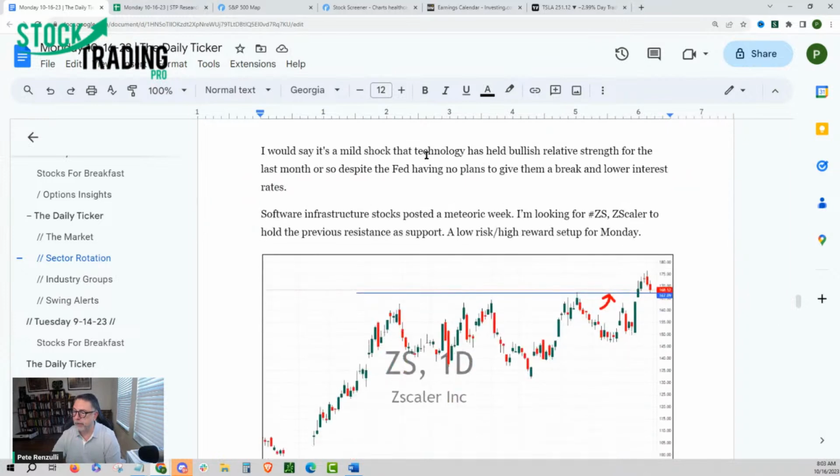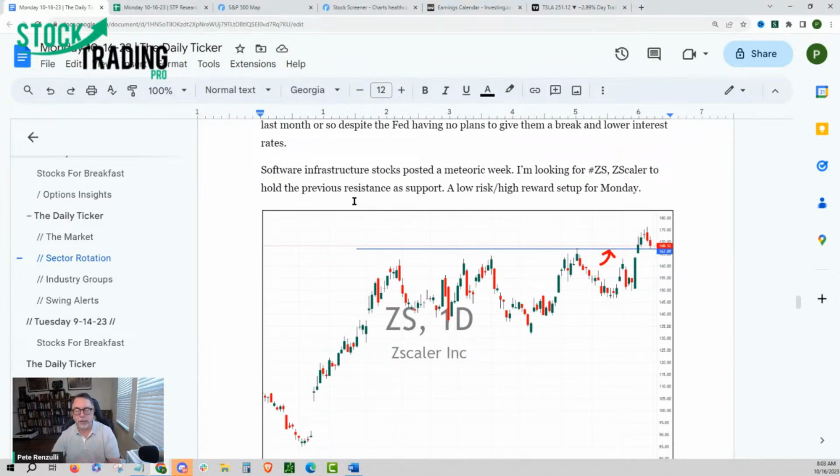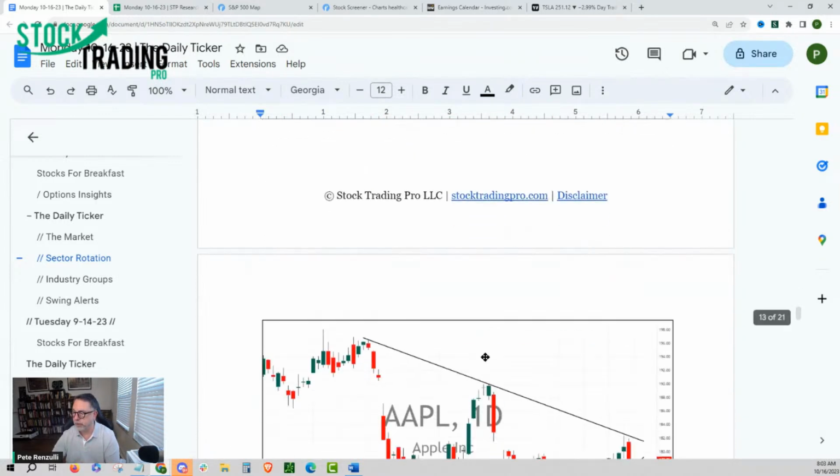I would say it's mildly shocking that technology has held the bullish relative strength, despite the Fed having no plans to give them a break and lower interest rates. So what does that mean? Where do we go? Well, look at Zscaler breaking out, perfectly pulling back to the support level. I'm going to be watching that one this week. We also have another one here.